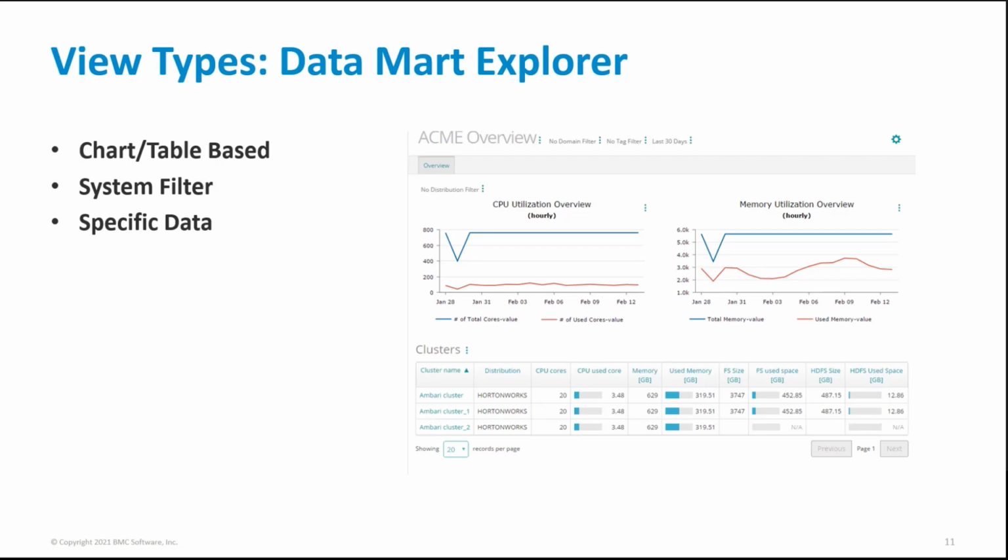Now we will talk about the different capacity views that can be integrated with data marts. Only 4 view templates support data marts. The Data Mart Explorer template is a chart table based view that can filter data by a specific system name and present detailed data that is extracted from the data mart. For example, you can use this template to generate a detailed view in the chart by the aggregation of the data in the data mart.